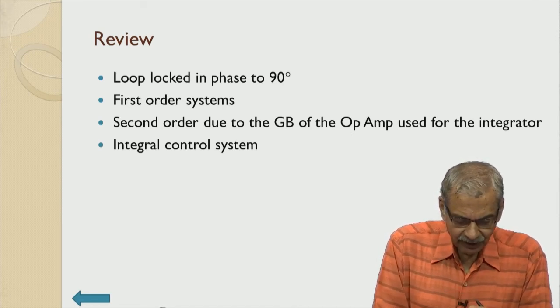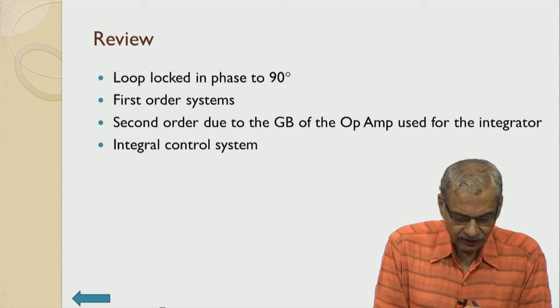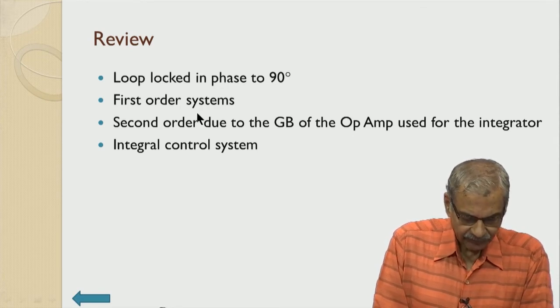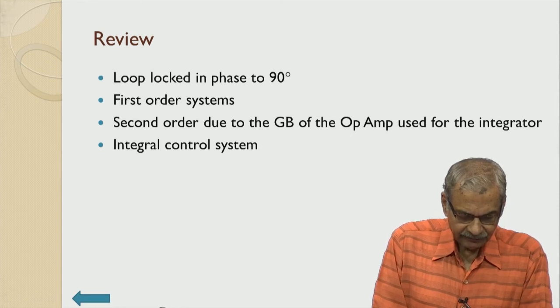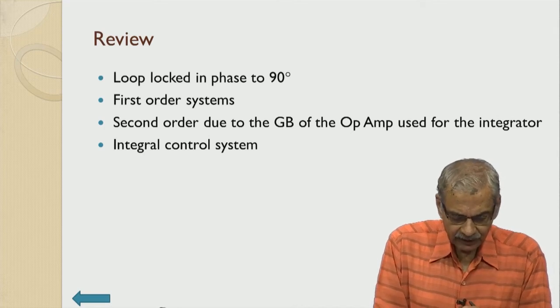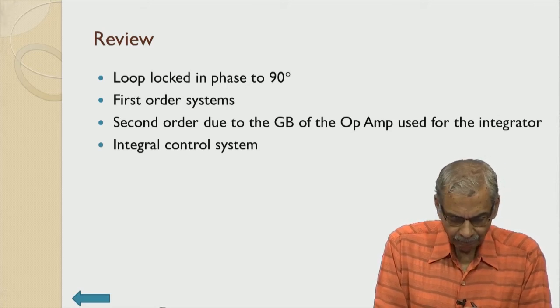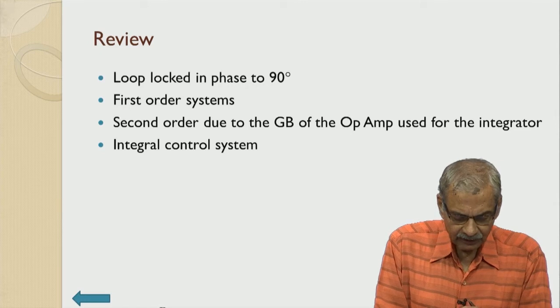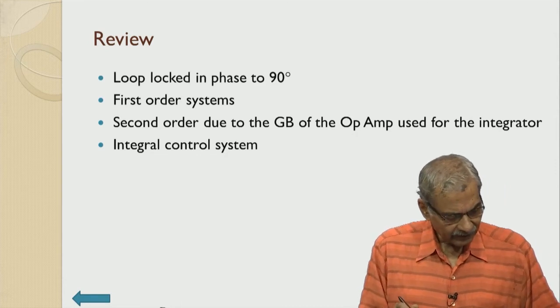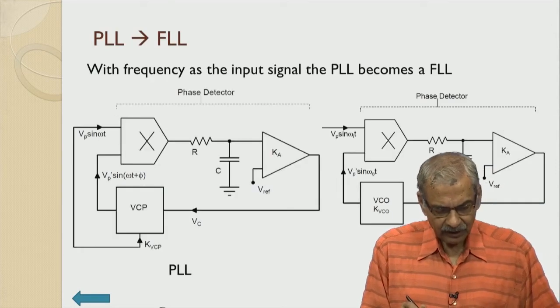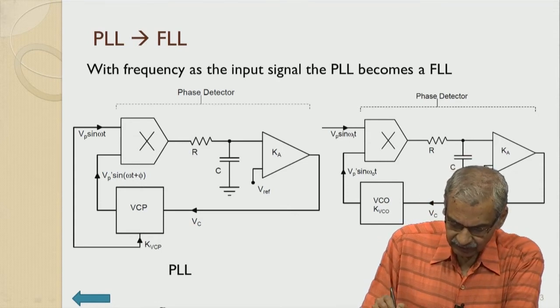Now, we saw that that particular true phase lock loop is a first order system if it is an integral control system, and it becomes a second order if the op amp used within the integral control has a finite gain bandwidth product. So, basically it is an integral control system for locking to phase. Now, today we will see all about the frequency lock loop.